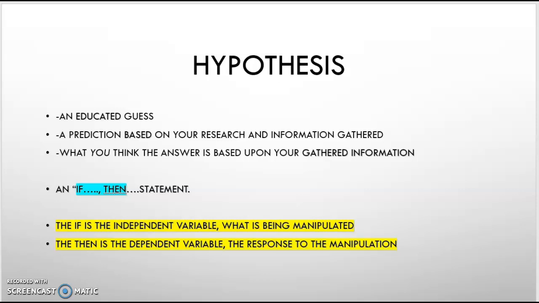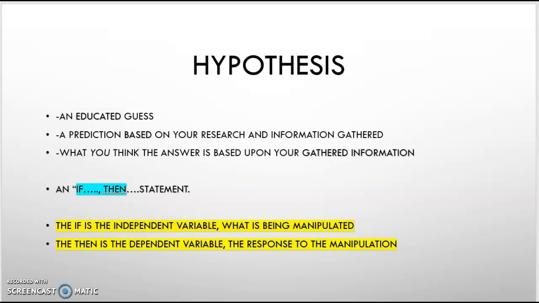If we look at the yellow highlighted, it says that the if is the independent variable. What is being manipulated? So that first part of our hypothesis is what is being changed, what is being manipulated by the scientist, by us. The last part of the sentence, the then part of the sentence, that is the dependent variable. That is the response to the change, the response to the manipulation.